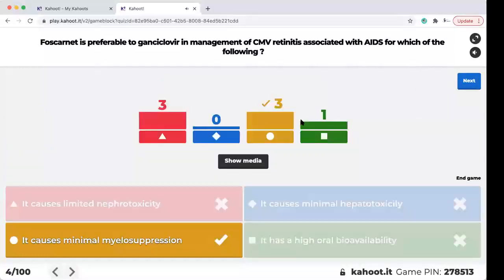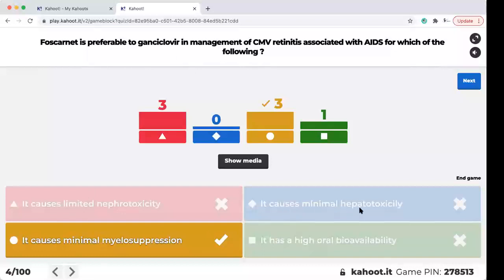Okay, so half of you got it right, that foscarnet is preferable to ganciclovir in management of cytomegalovirus retinitis associated with HIV for which one of the following? The question is asking what is the advantage of foscarnet over ganciclovir, or what is present in foscarnet that is not present in ganciclovir? It will cause limited nephrotoxicity, no. This is a disadvantage of foscarnet, that it will cause nephrotoxicity, unlike ganciclovir. So A is wrong.